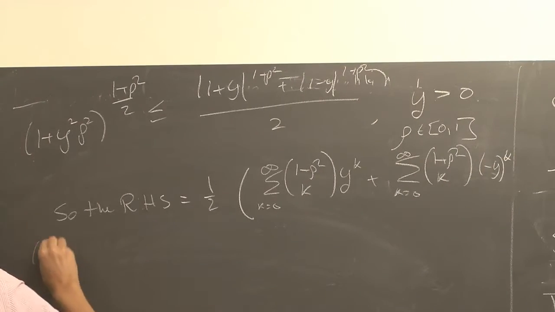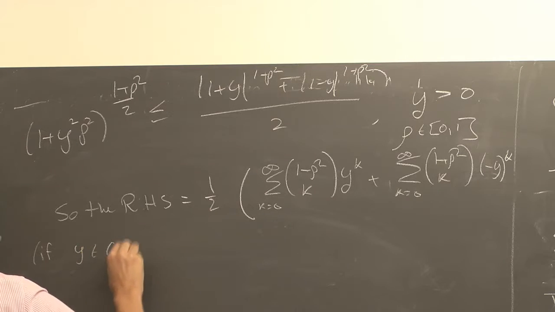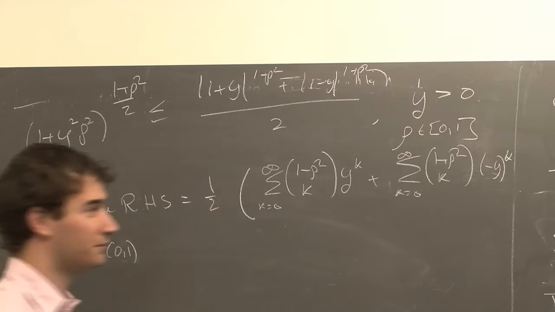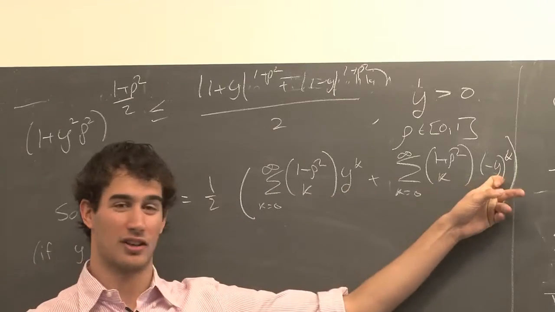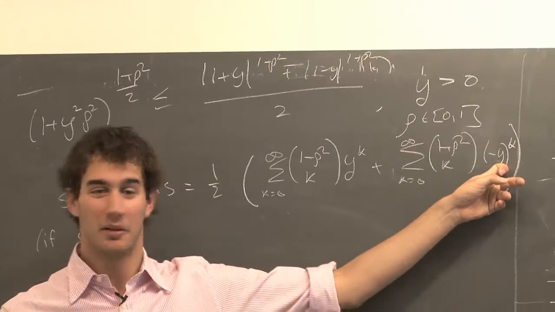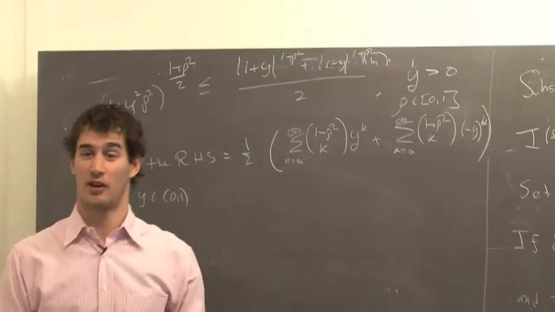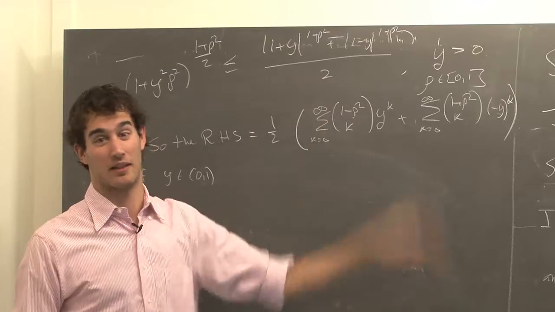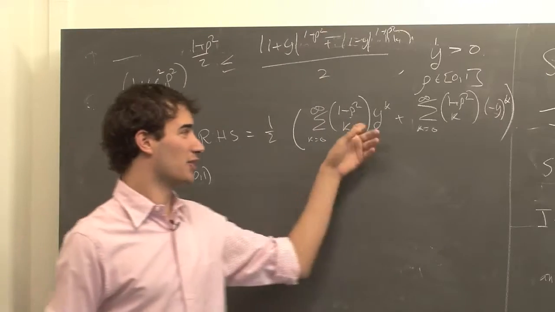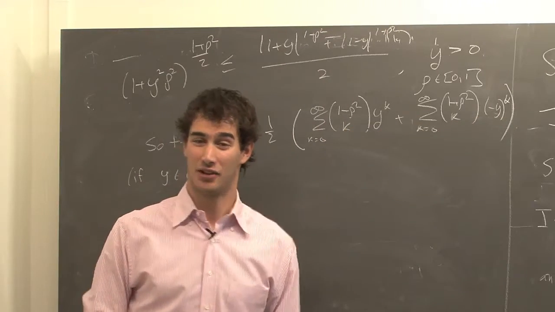and this is if y is in 0, 1. Because I need to make sure this actually, you know, converges. But all I'm doing is just using the generalized binomial theorem. If 1 plus rho squared is not an integer, this is just going to be an infinite series. Notice that these match up perfectly, canceling out the odd terms.